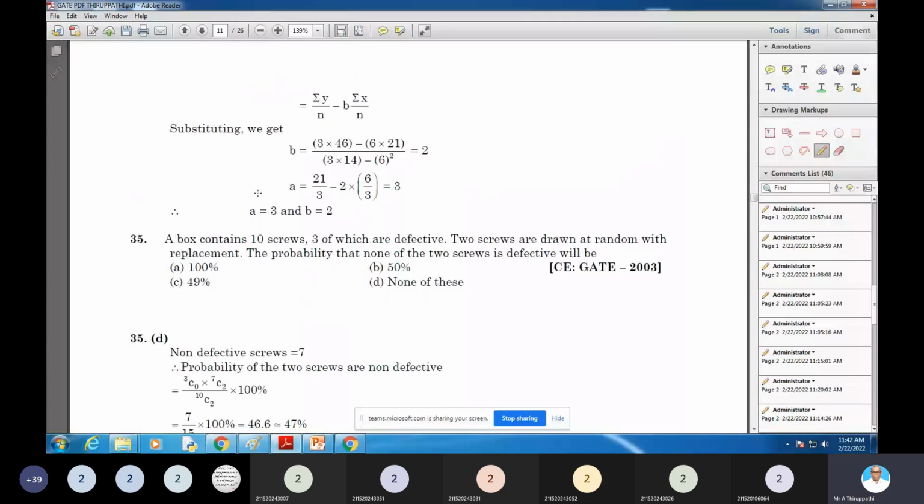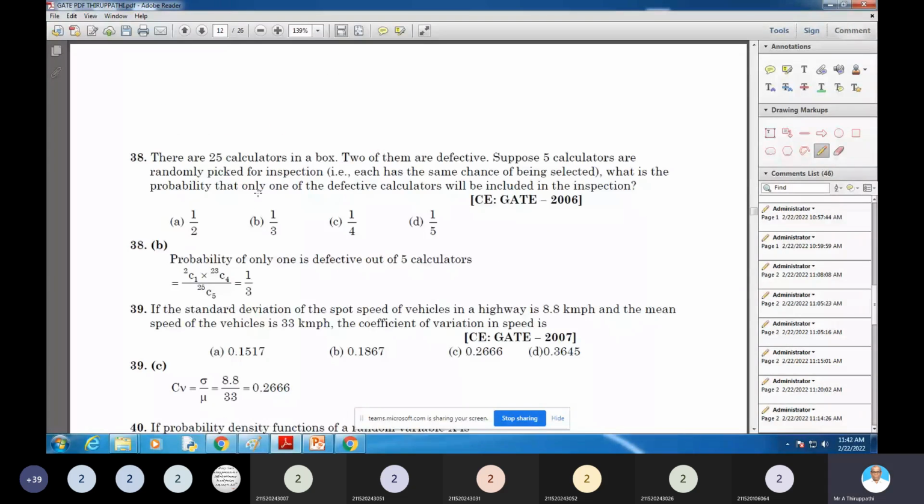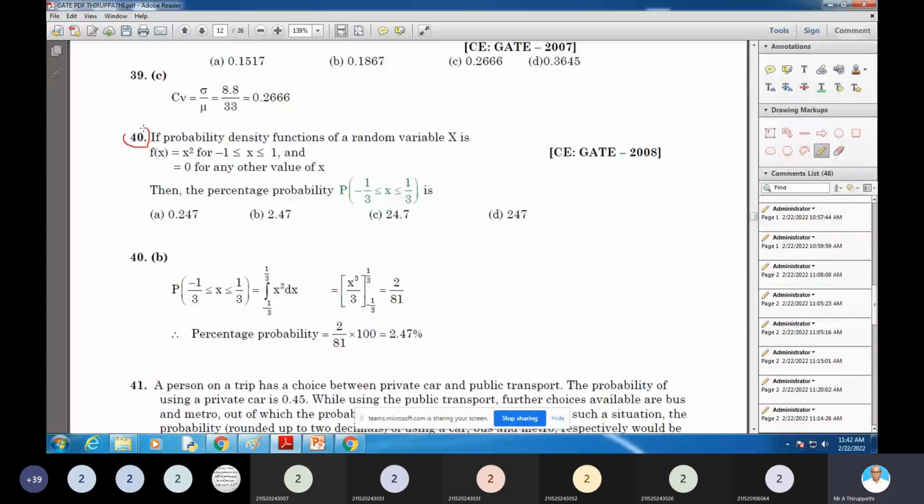Next problem. We have discussed this problem already. f of x equal to x square from minus 1 to plus 1. Find the percentage of the probability. After simplification, we get 2.47.